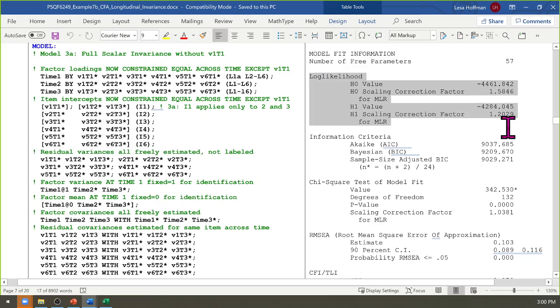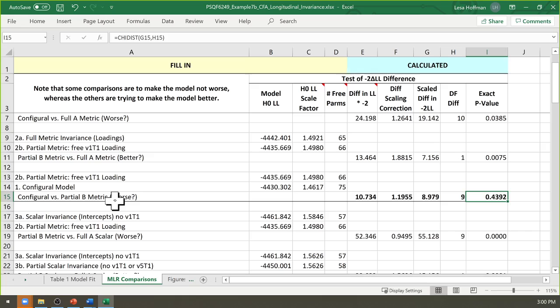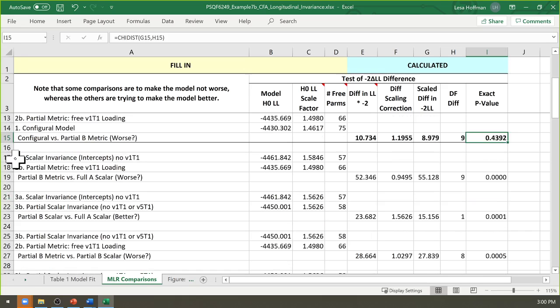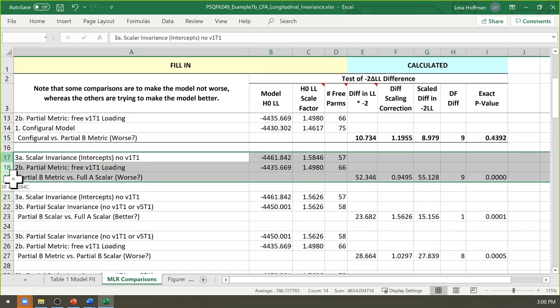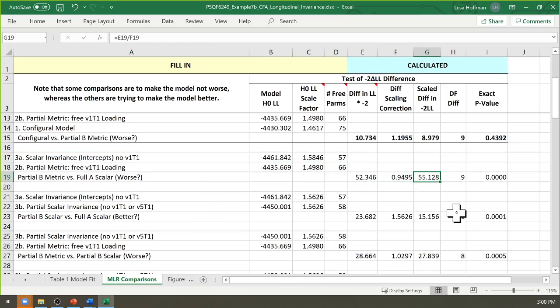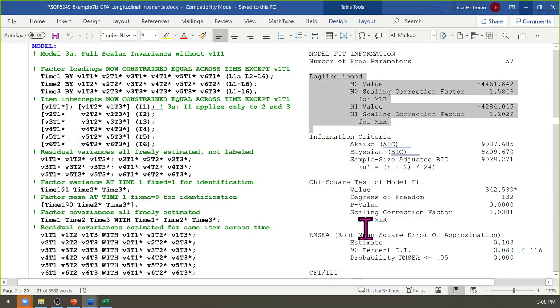And survey says, how did we do? I don't know. Go to my spreadsheet. So I'm comparing this new scalar invariance model to the previous partial metric invariance model, and it's worse by a chi-square of 55. Wah, wah. Why is it worse?